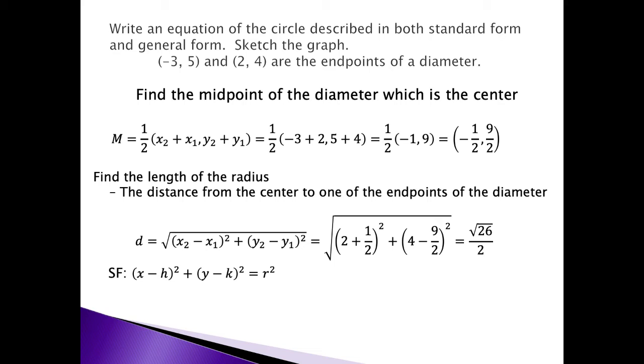I'm going to put this in standard form using (x minus h) squared plus (y minus k) squared equals r squared. So that's (x plus 1/2) squared plus (y minus 9/2) squared equals 26 over 4. I have 26 over 4 because I squared the distance, which was the square root of 26 over 2. Squaring the square root makes the square root go away. Squaring the 2 gets 4.